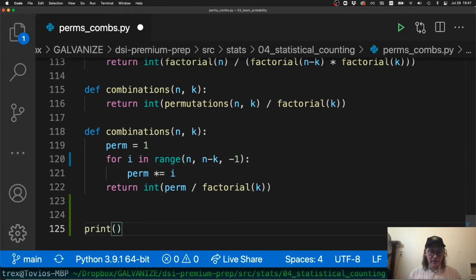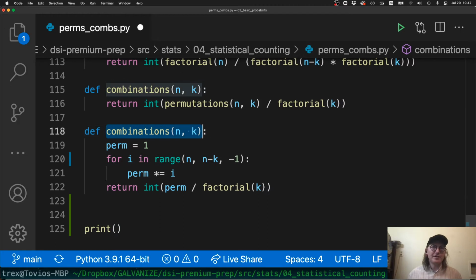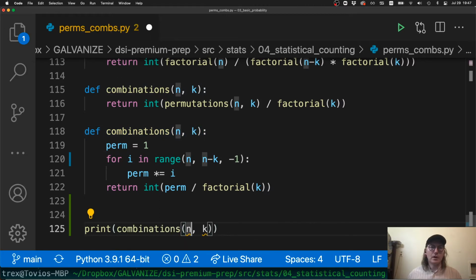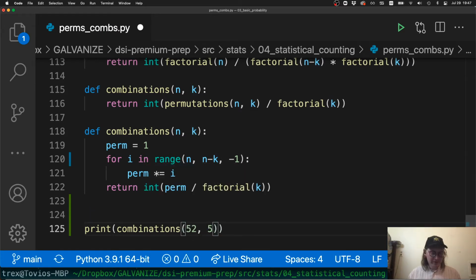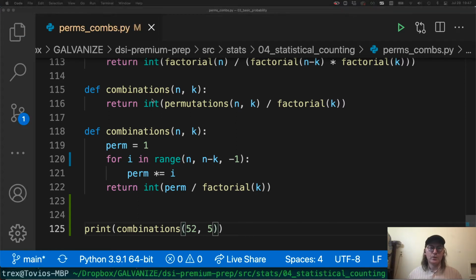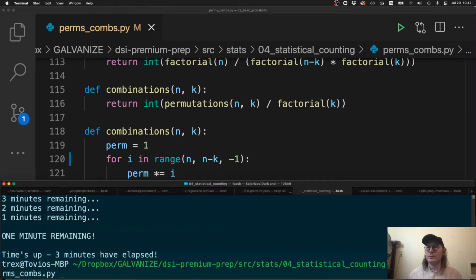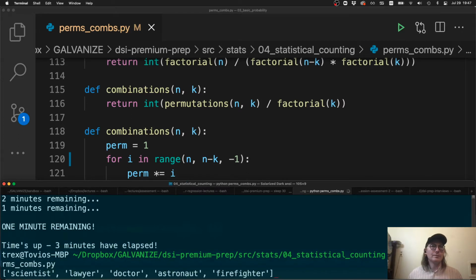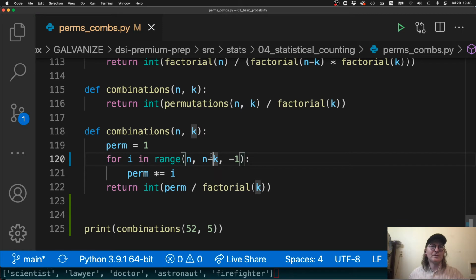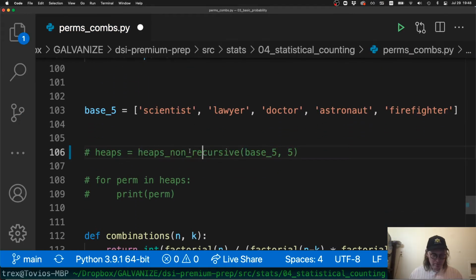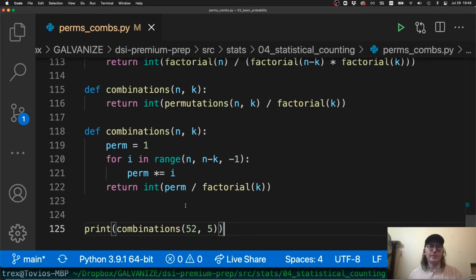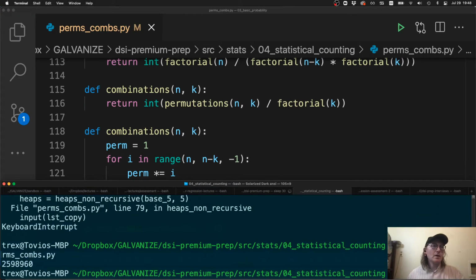So let's try to answer that question. Combinations: how many 5-card combinations can you have from a 52-card deck? We'll set 52 and 5, and we'll just see what that comes out to. Oh, what's going on there? Oh, I know exactly what's going on there. I'm still calling heaps up here, and there's the input in there. Okay. That is a lot of different combinations.